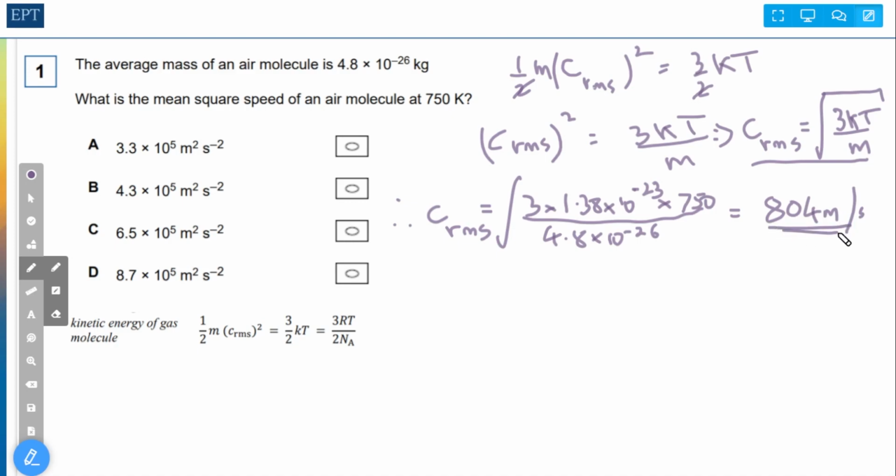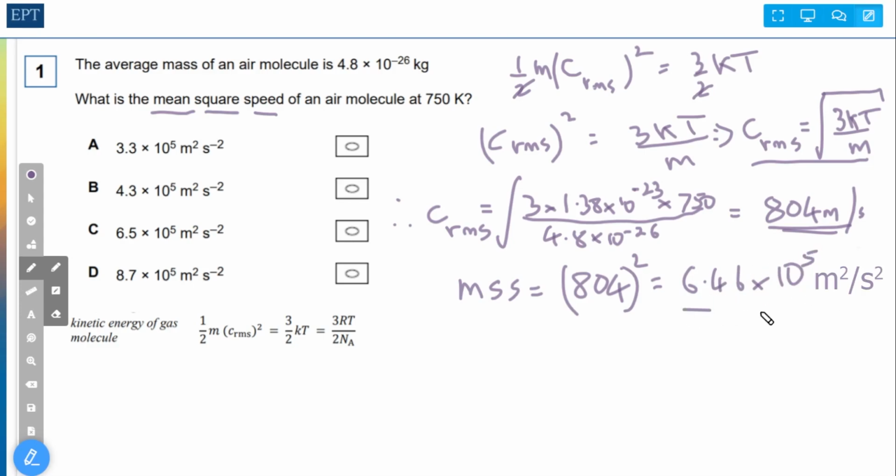And it's at this point that many students go, that's not on the answers, what's wrong? And the problem is that you have worked out the root mean squared. And what the question says is the mean square speed, i.e. without the root bit. In other words, we have to square our answer. So the mean square speed is going to be 804 squared, which is 6.46 times 10 to the 5 meters squared per second squared.